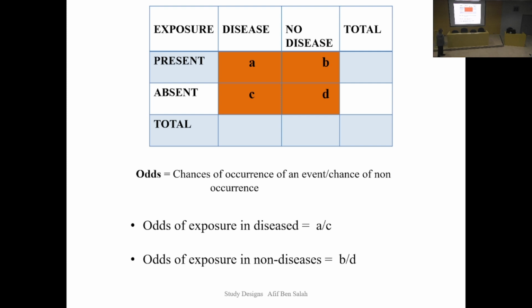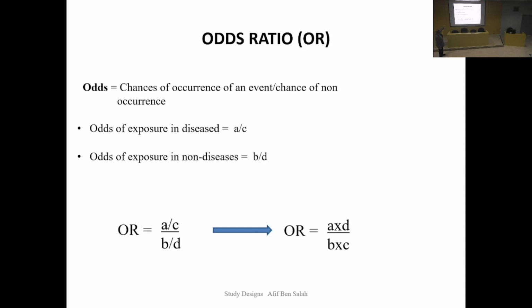Okay. We are interested to know a quantity called the odds ratio. The odds ratio is the ratio of the two odds, A over C divided by B over D. Mathematically, it becomes AD divided by BC. Right? Do you agree on this quantity, AD over BC? This is what we call the odds ratio. Have you heard of the odds ratio?